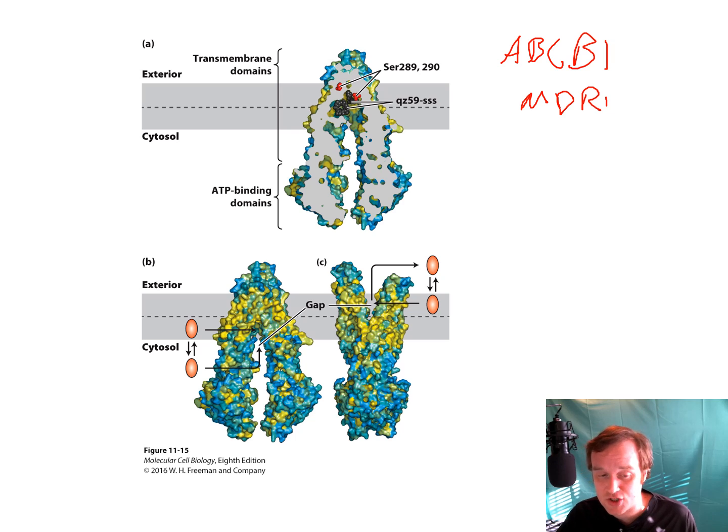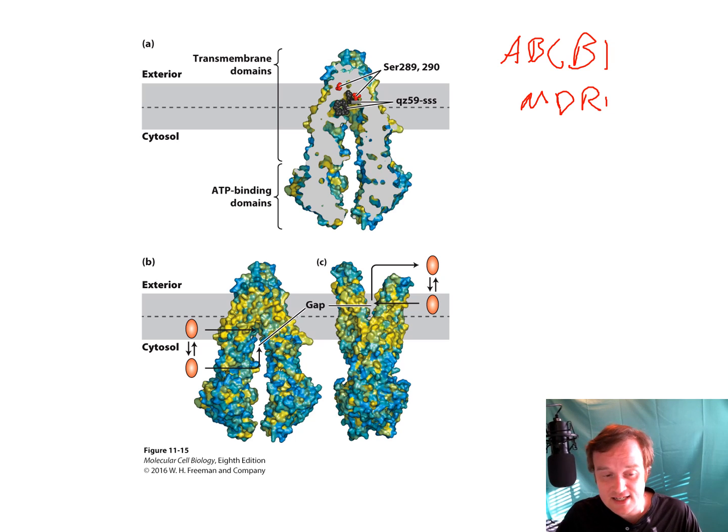And tumors derived from these MDR expressing cells, some examples are liver cancer or hepatomas, and they're frequently resistant to virtually all chemotherapeutic agents, which makes it difficult. So you'd have to rely on something like radiation instead of chemotherapy.